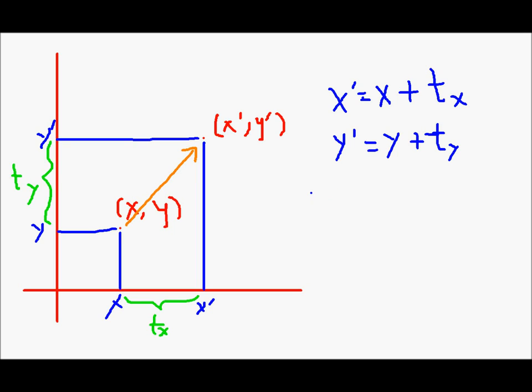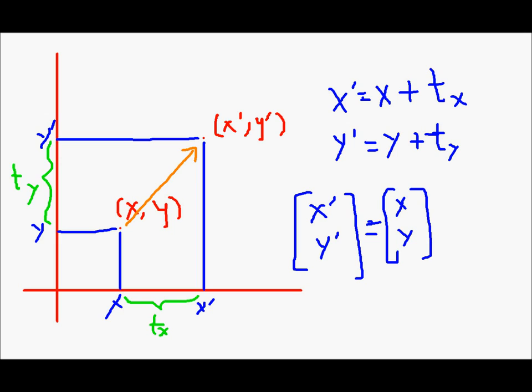In matrix form it will be something like this. Our matrix for the new coordinates x dash, y dash is equal to the matrix for the old coordinate, that is x and y, plus the matrix with the translation factors tx and ty. So this was translation. We translated x comma y to x dash comma y dash.